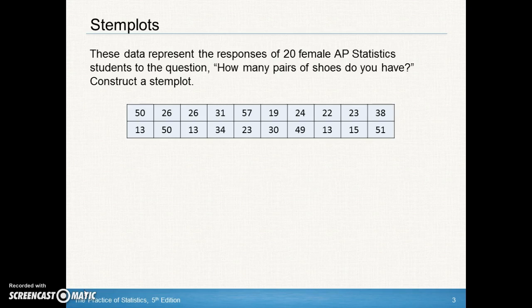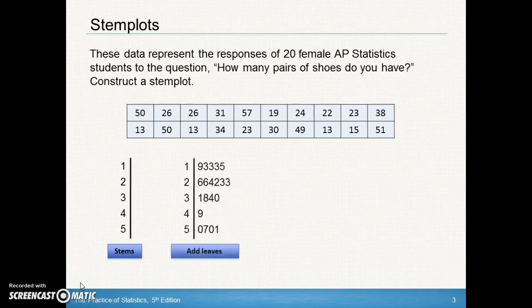So we're going to separate each observation into a stem, which consists of all but the final digit of a data point, and a leaf, which is the final digit. We write the stems in a vertical column with the smallest at the top and draw a vertical line at the right of this column. So my stems come from the tens place of each of these data points, and then I'm going to add in my leaves. My leaves come from the ones place of each of these data points.